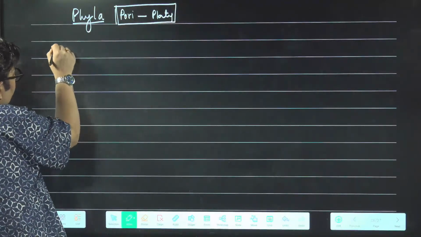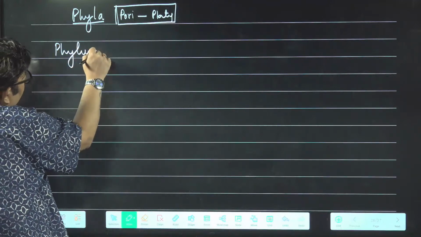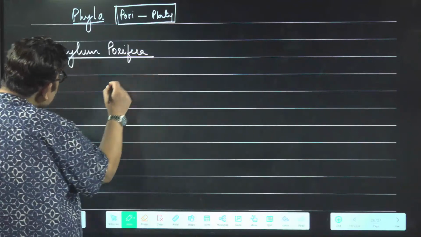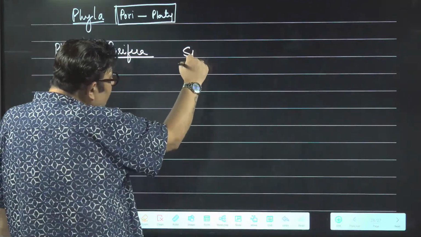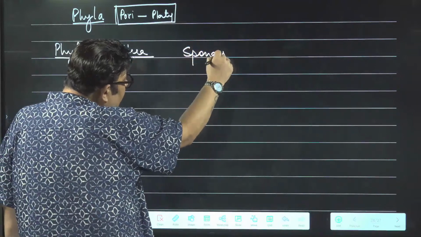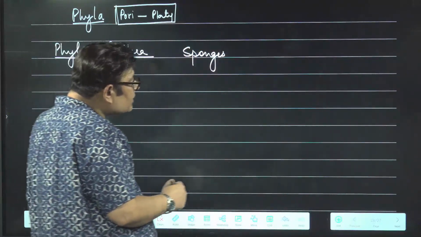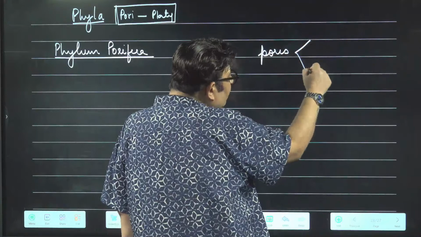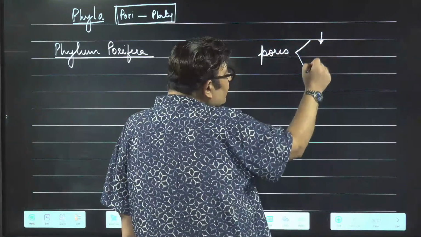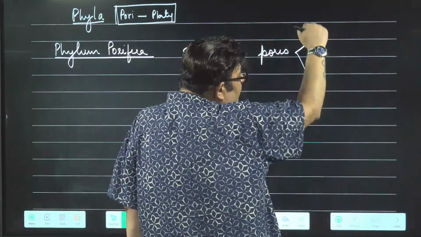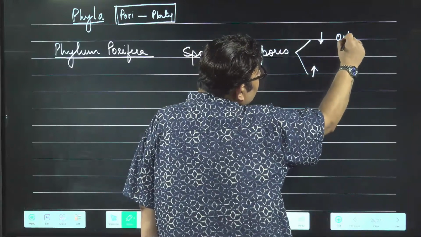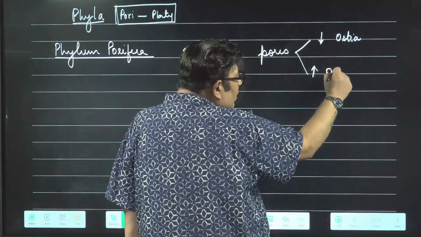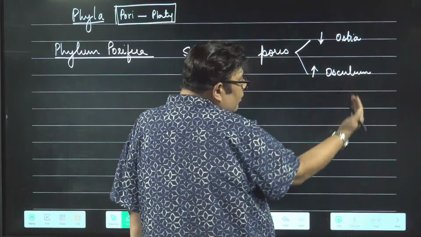Let me start with phylum Porifera. Okay, let me recall the main points first. The members of this phylum are known as sponges. Why are we calling them sponges? Because they have pores all over the body, two categories of pores, for in as well as for out. The water goes inside the body through pores called ostia, many pores which help to take the water inside. And there is one osculum through which the water goes out.